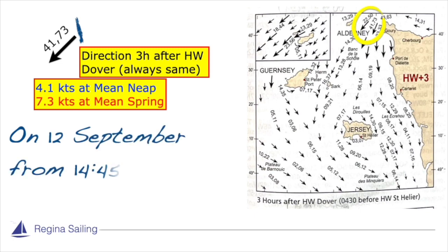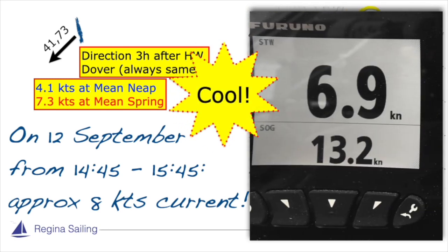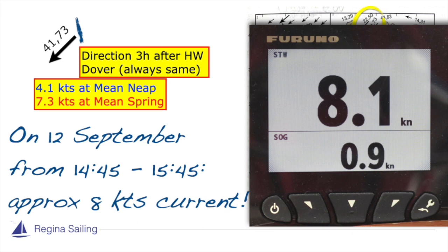So on the 12th of September from 1445 to 1545, when this picture is valid, you have approximately 8 knots of current. Well, that's a lot. So don't motor against that. At least my boat doesn't do it. And it is cool. Here I have a speed through water of 6.9 knots, but speed over ground is 13.2 knots. That is fun when you do the tidal calculations correctly, and maybe not as fun when you do it incorrectly and you have full throttle on, 8.1 knots through water, and you only make 0.99 knots over ground. So it's cool and fun to do the calculations correctly, to go fast.